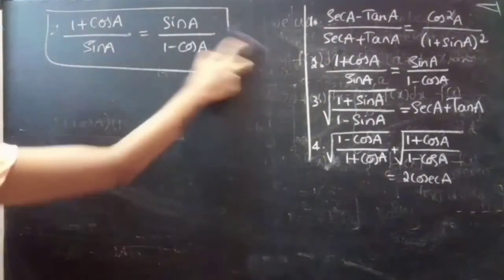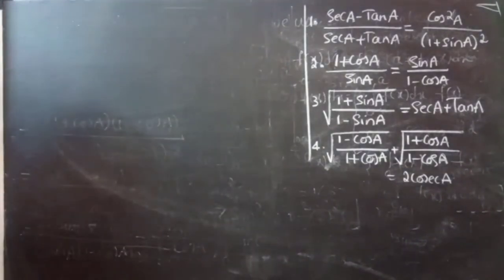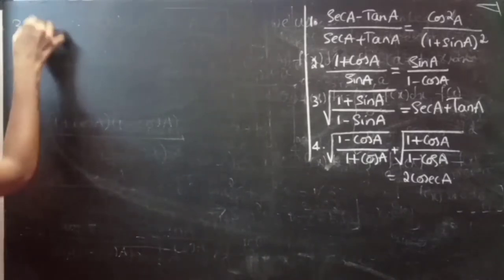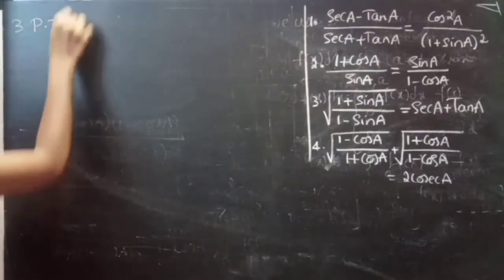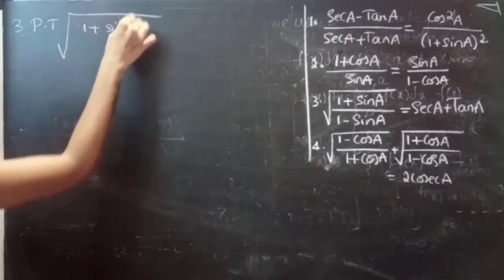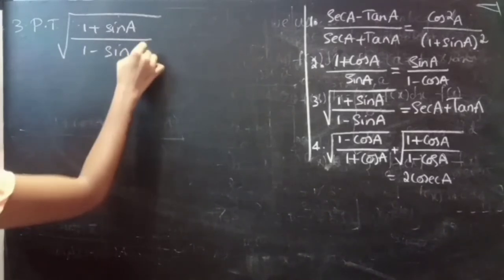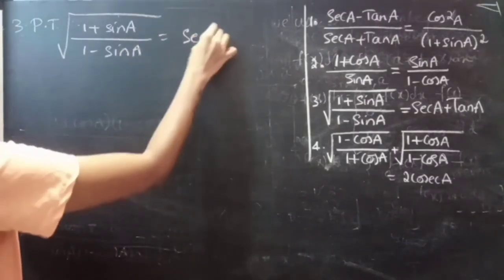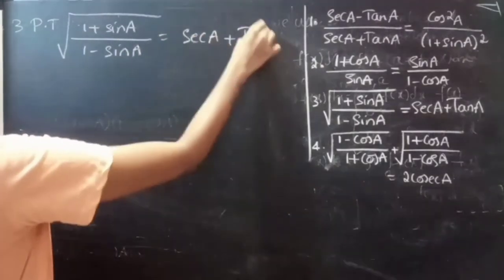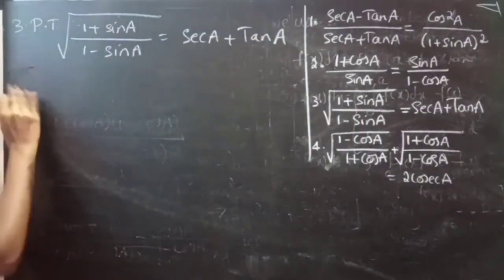Now coming to the third one. Third identity, prove that the root of (1 plus sine A) by (1 minus sine A) equals secant A plus tan A. Solution. Proof.